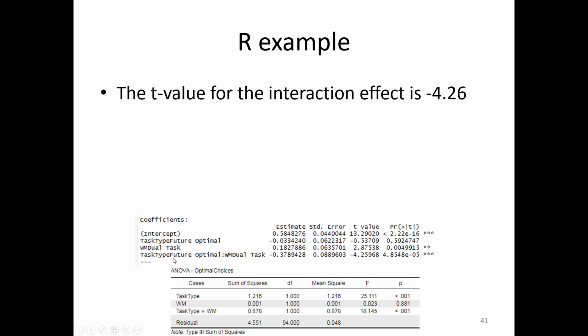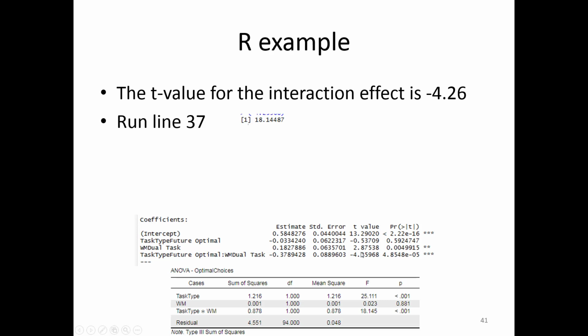Okay, so we got the task type future optimal. So this is specifying what group is being compared to the reference group. So we set immediate optimal as a reference group. So this is comparing the difference between immediate optimal versus future optimal. And then this is the dual task. So it's saying dual task is the comparison group compared to single task. Okay, and then here is our interaction term specified by the colon. Okay, so the t-value for our interaction is negative 4.26, so if we round. Okay, so I had it print out to 6 significant digits, so we have plenty to look at here.